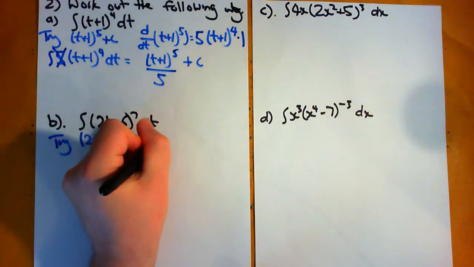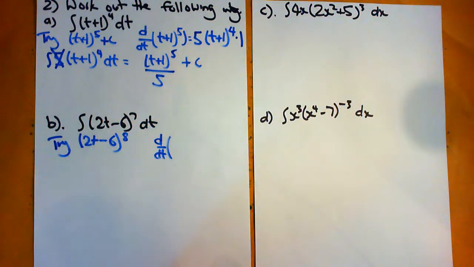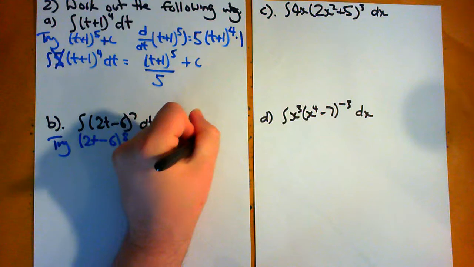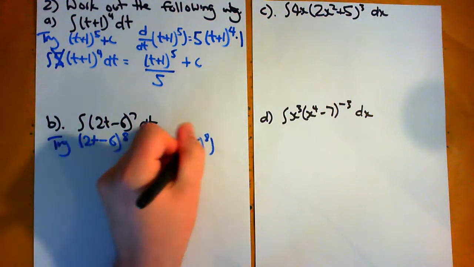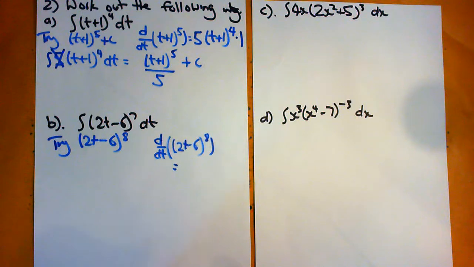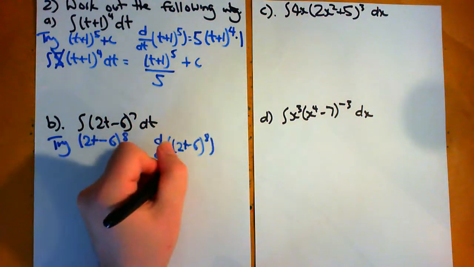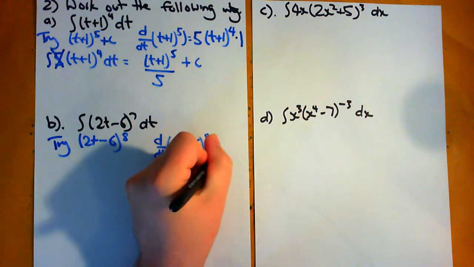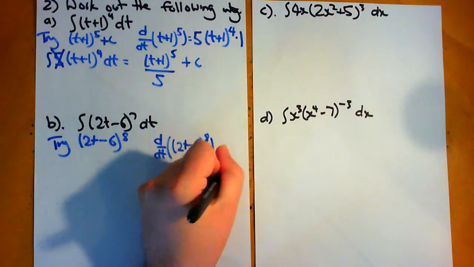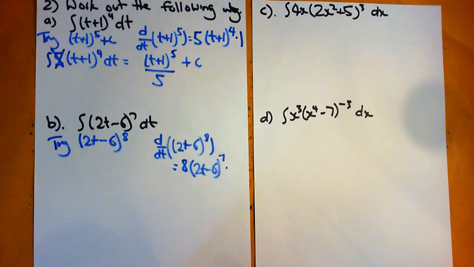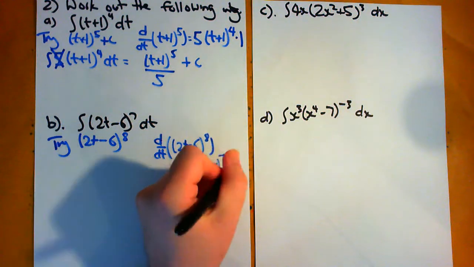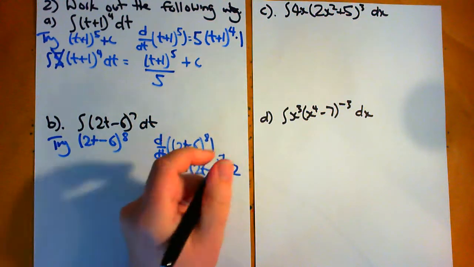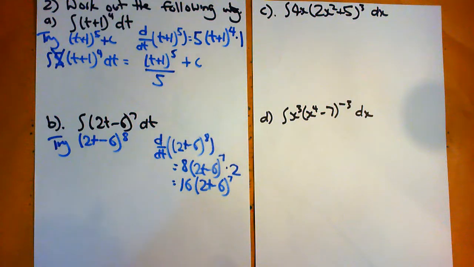Now we need to differentiate that. So d by dt is just saying derivative of 2t minus 6 to the power of 8. So we're saying the derivative of 2t minus 6 to the power of 8 is, now let's differentiate it. So 8 times that same bracket, drop that power by 1, so we get a power of 7, and then times by the derivative of the inside of that bracket, which is 2. So we get 16 times the bracket 2t minus 6 to the power of 7.